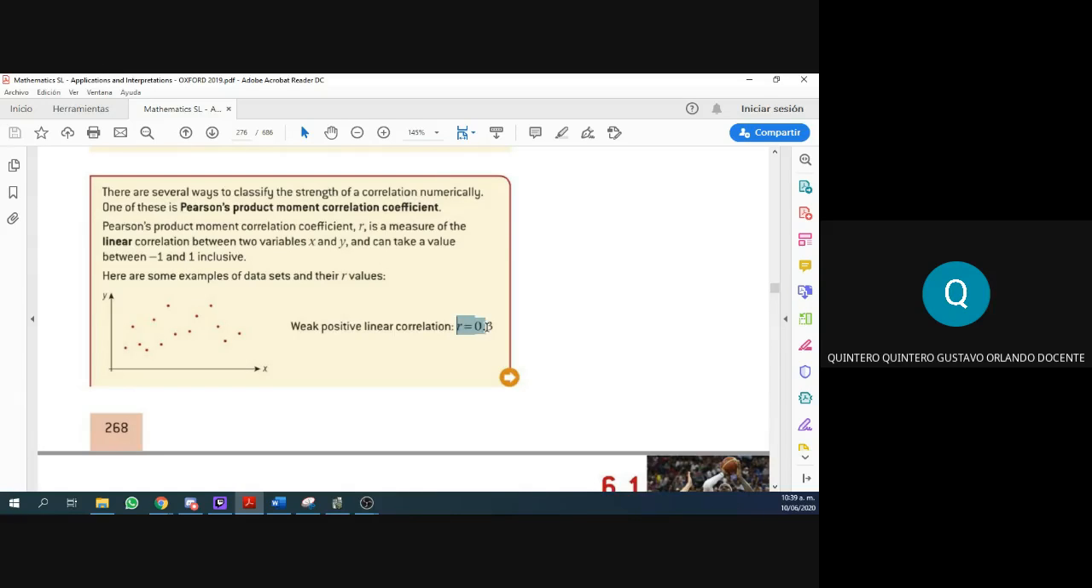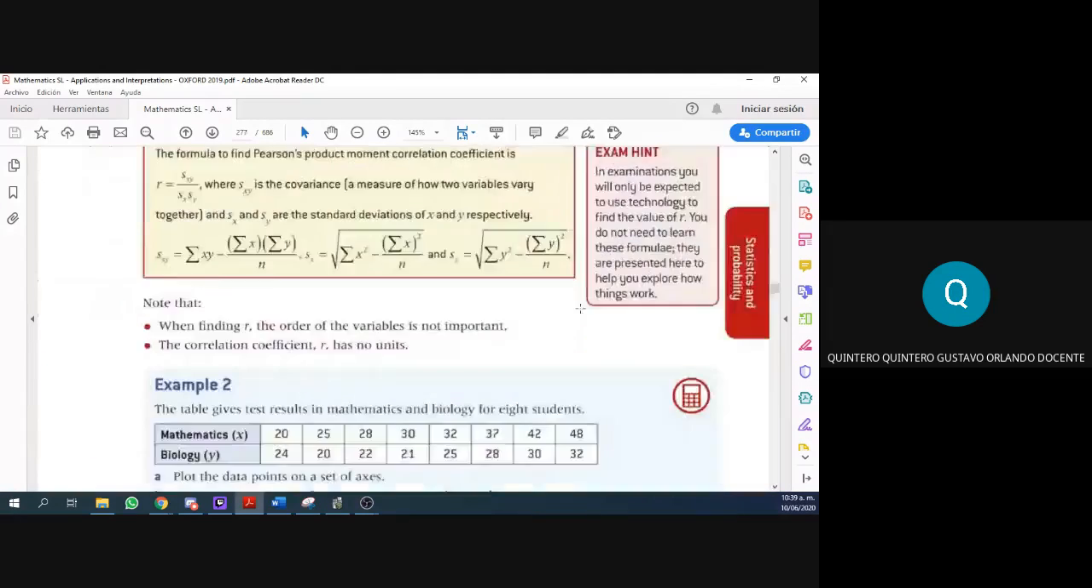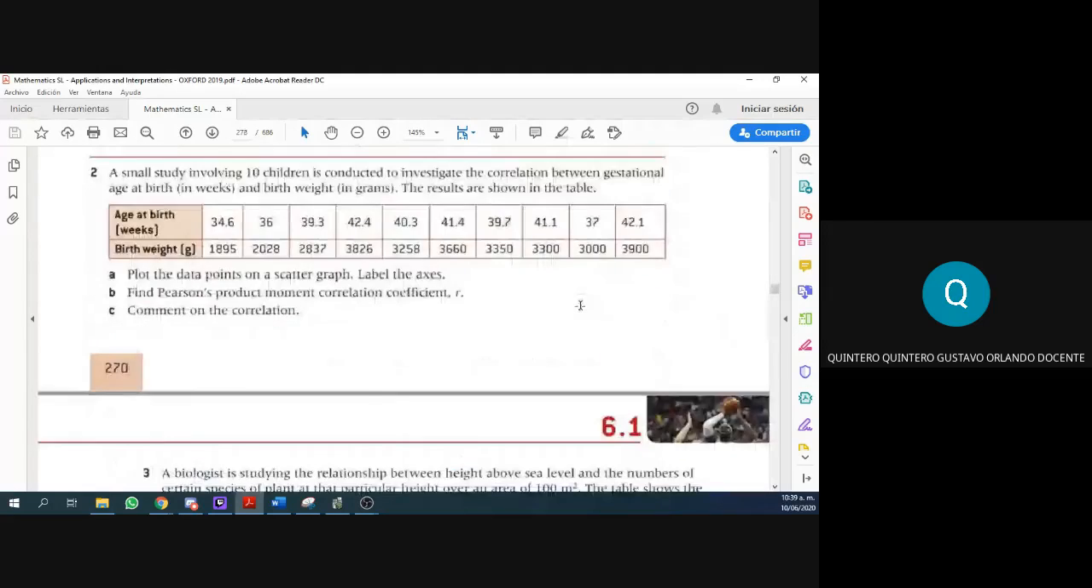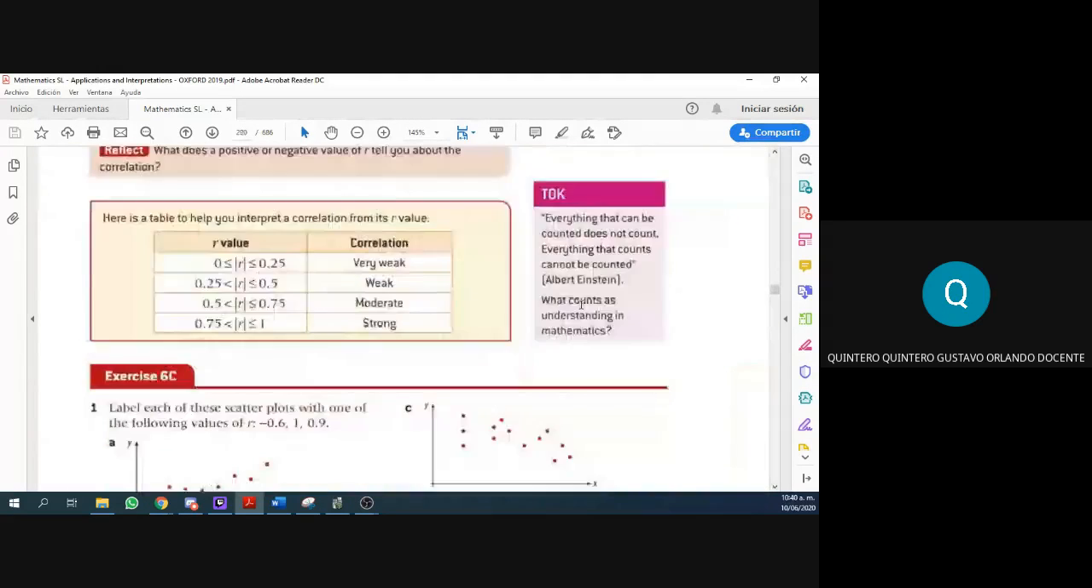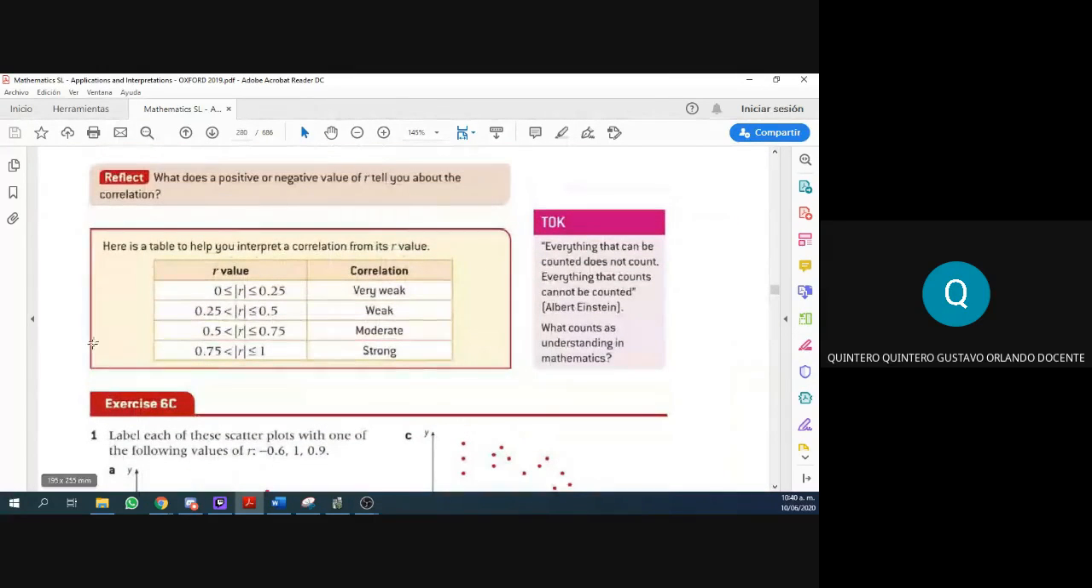Take a look at this one, for example, here. The R is 0.3. So our Pearson's product coefficient is telling us that this is a weak and positive linear correlation, right? How do you learn that from the value of R? Let me go down a little bit more. Here is the table where you can take out the values of the correlation.